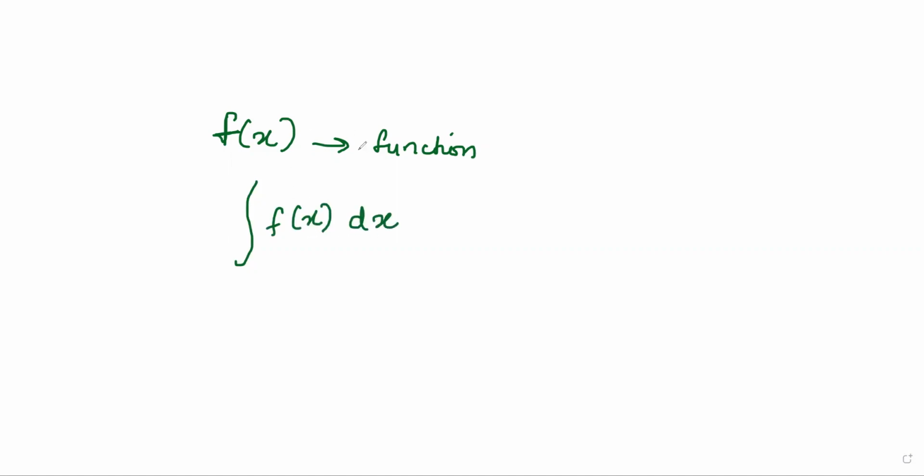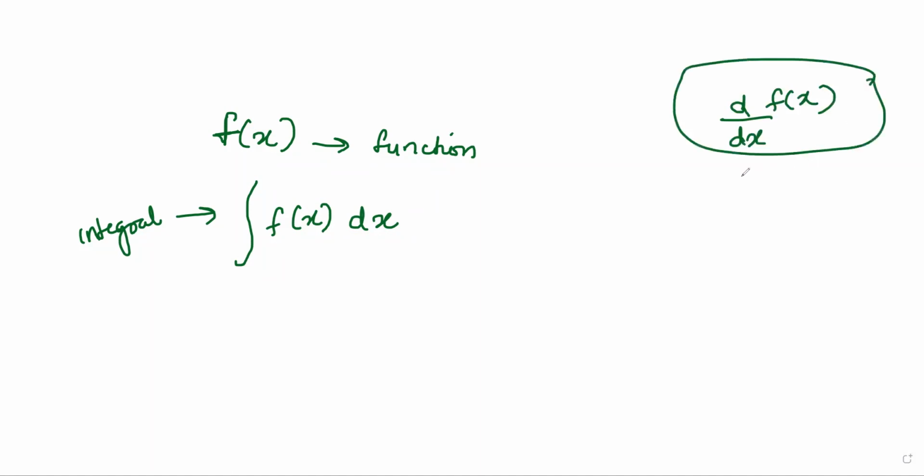So if f of x is a function, how is its integral written? Integral f of x dx. This is the symbol for integration. For differentiation, it was d by dx of f of x. Isn't it? We used to write like this for differentiation. For integration, we will write integral f of x dx.